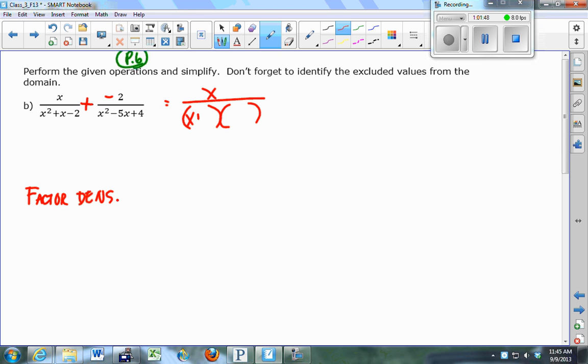X plus 2, x minus 1. Do I have any agreement on that? Yeah, okay. And now I've changed my subtraction to adding negative 2 in the top. And now someone different. So the first denominators, factor each denominator, okay. And what about the second denominator? Someone different want to help me out with this one or help us out?